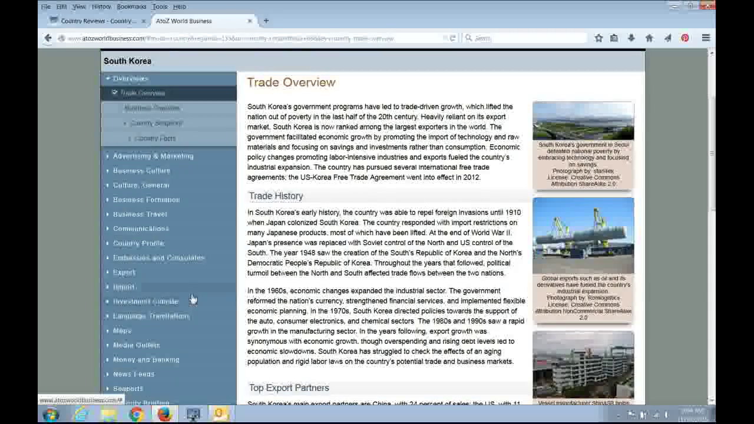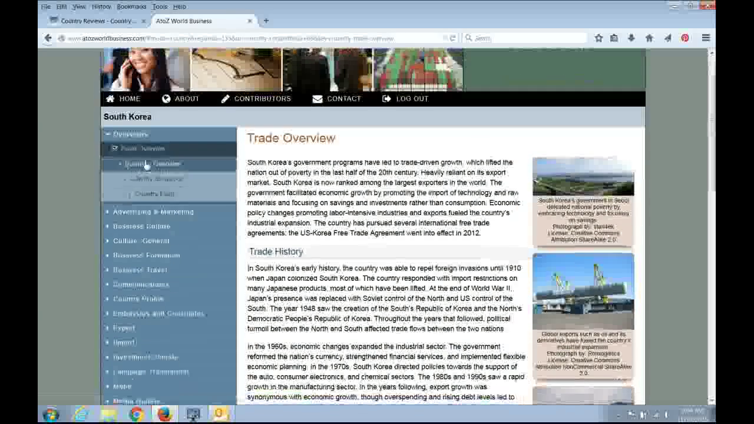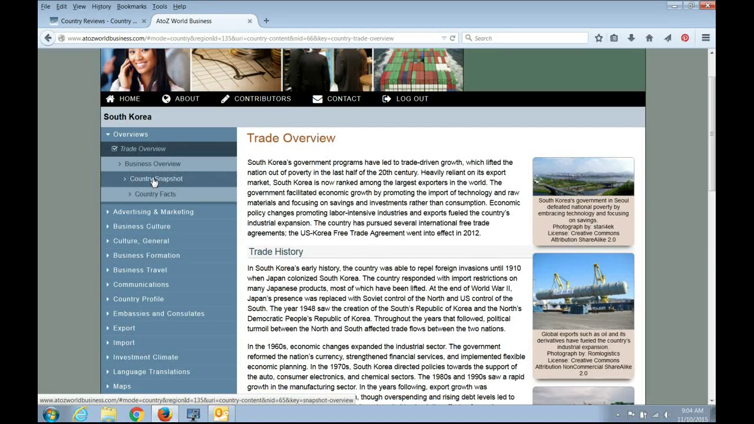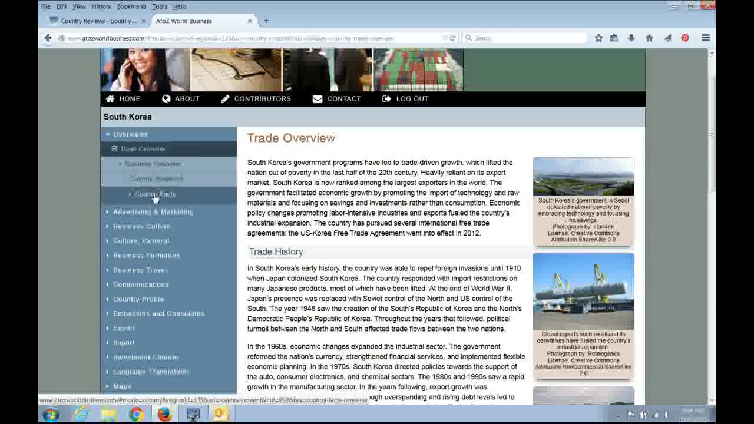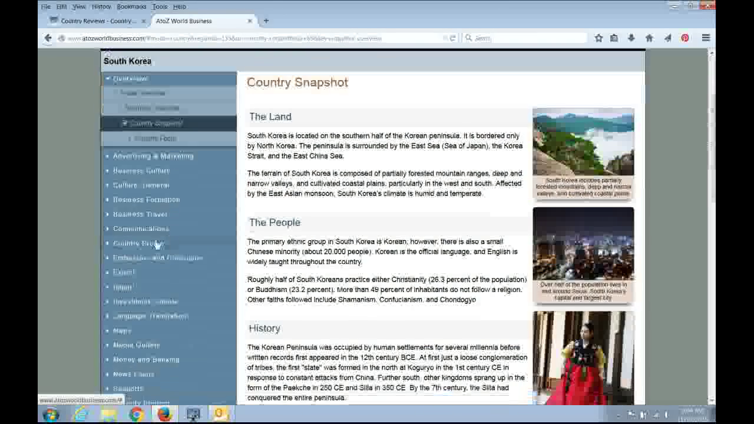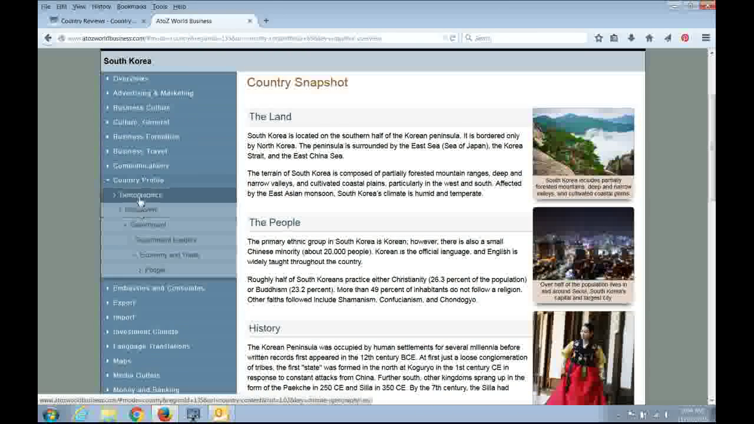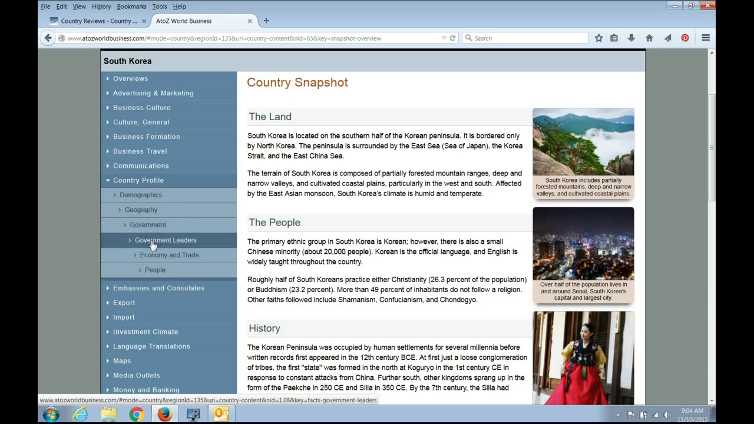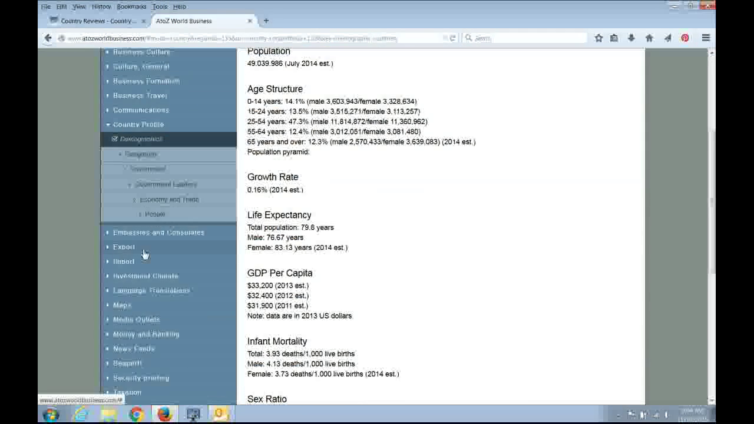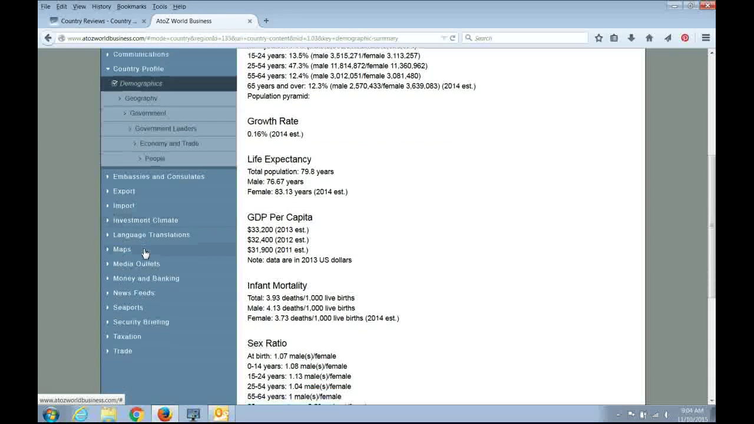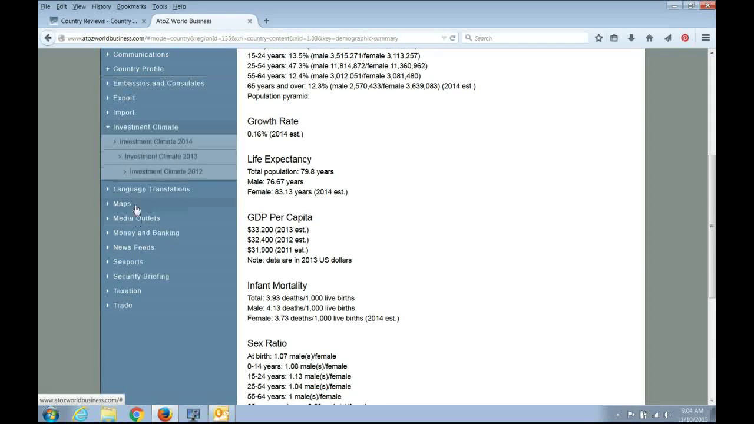and it's navigated in a very similar way on the left hand side. Some of the areas that would be useful for you would be the overviews, the country snapshot, the country facts. The country profile is a good place for you to start right here. You've got demographics, geography, government, etc. under the country profile, so take a look at that.